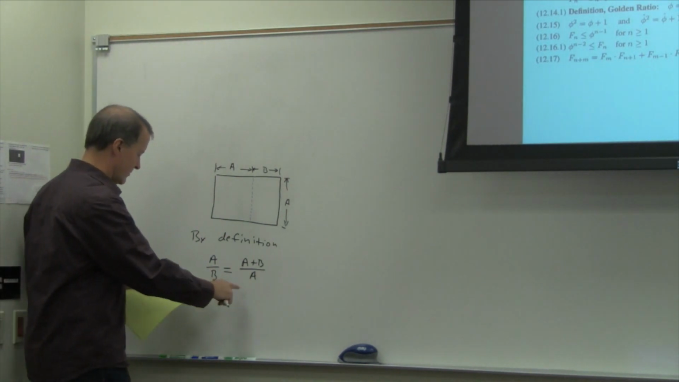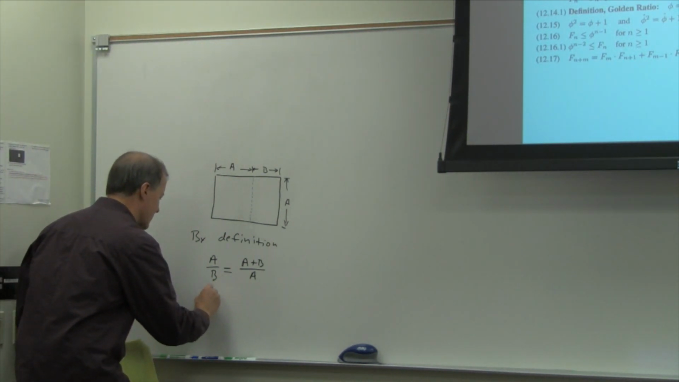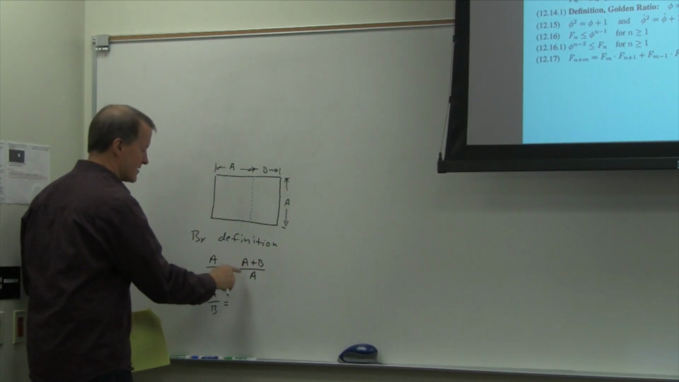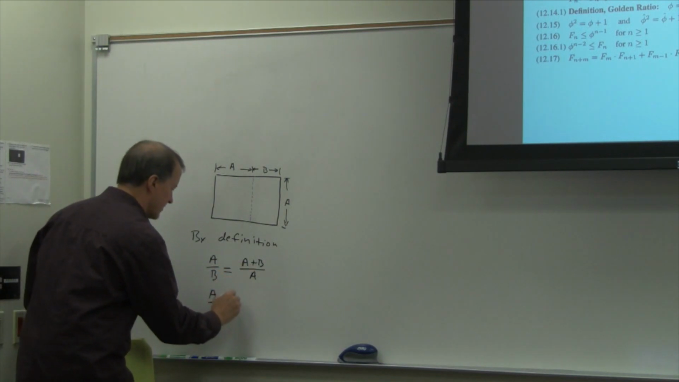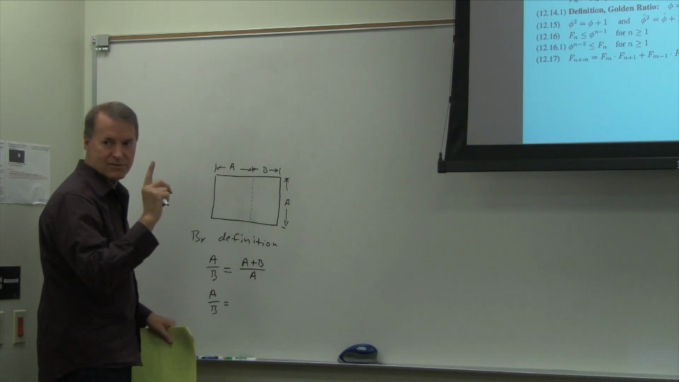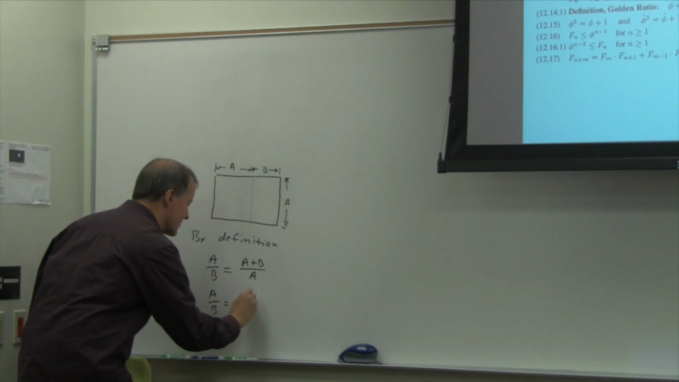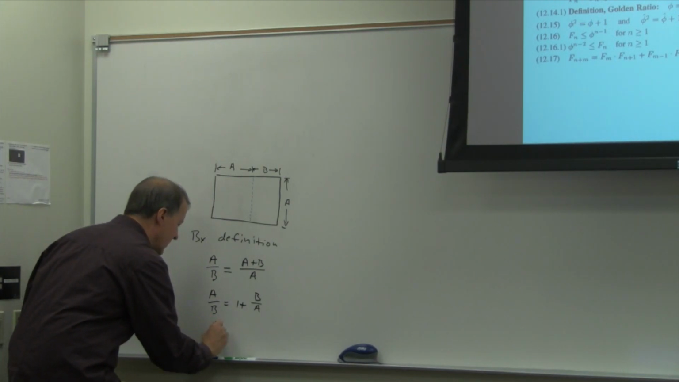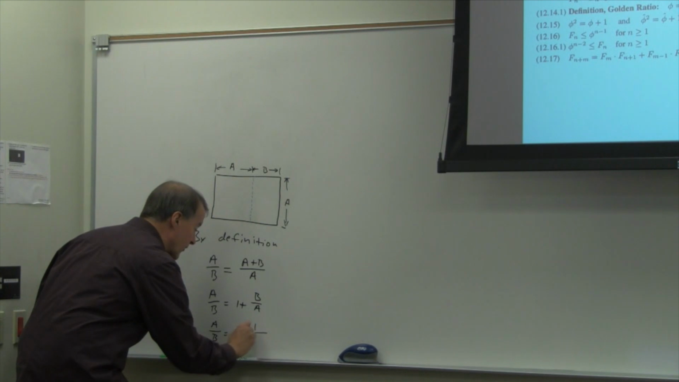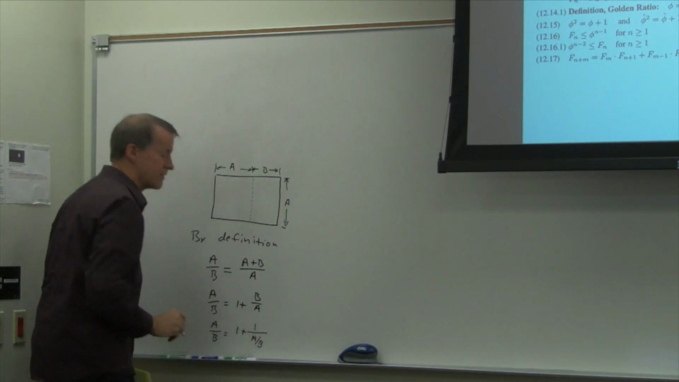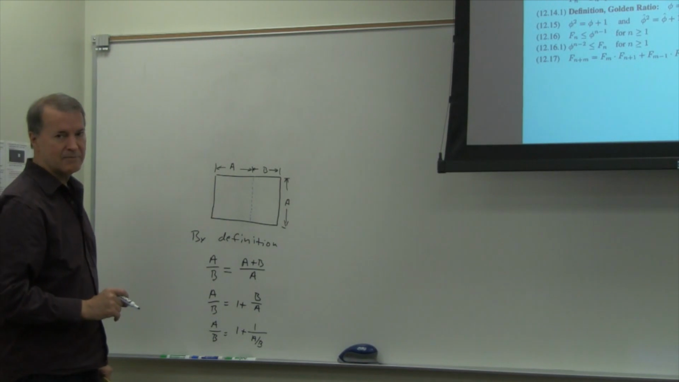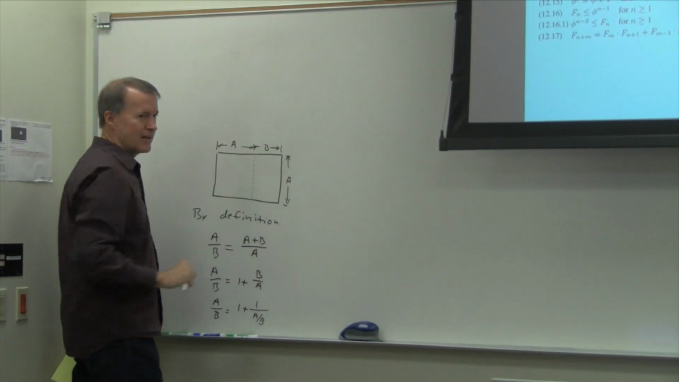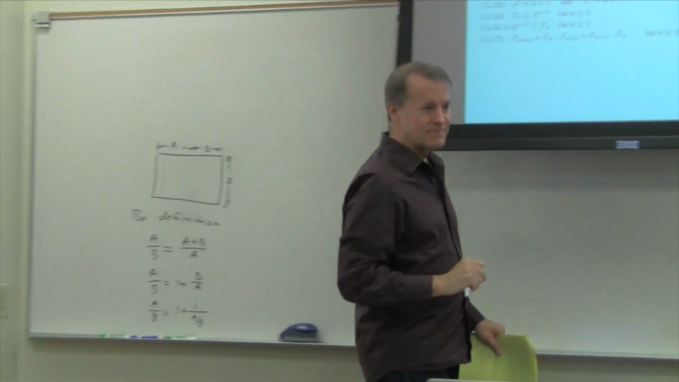Okay. But now let's do a little arithmetic on this. So A is to B as, does everybody agree that I can make this A over A plus B over A, but A over A is 1, so this is 1 plus B over A. And now does everybody agree that we can write A over B as 1 plus 1 over A over B, right? Just taking the B to the denominator. Are we good with that?